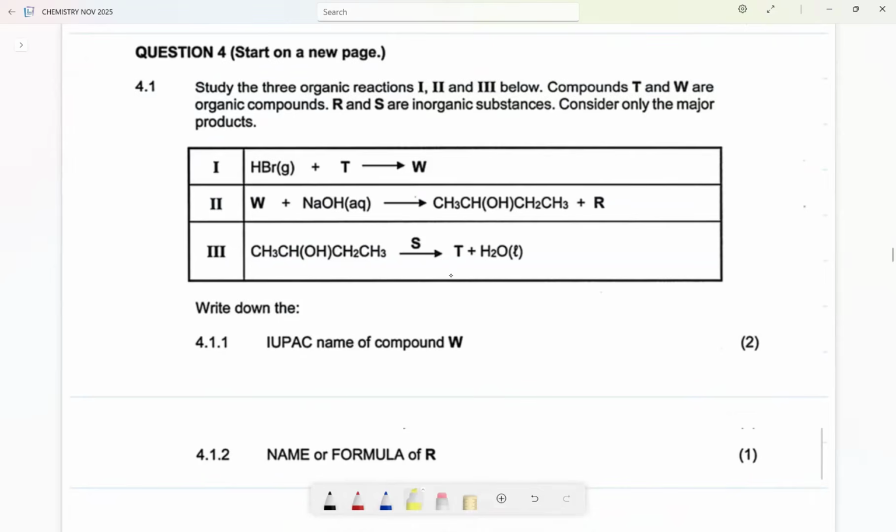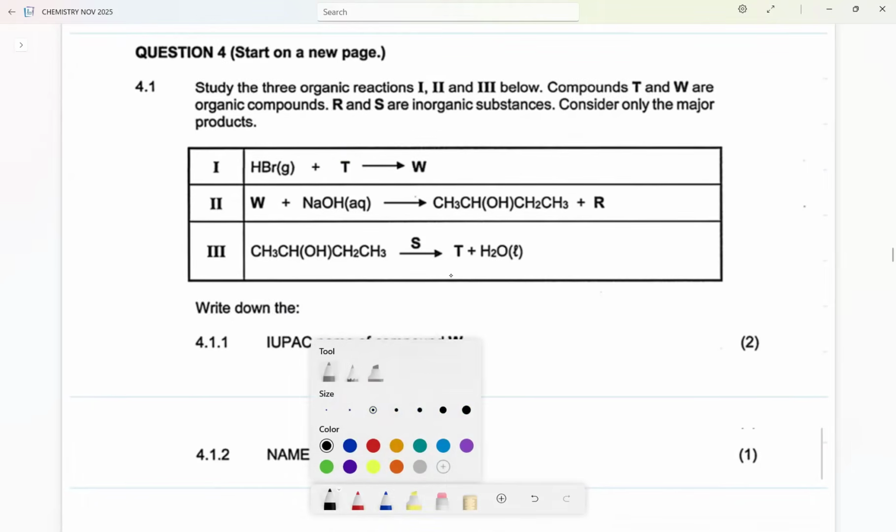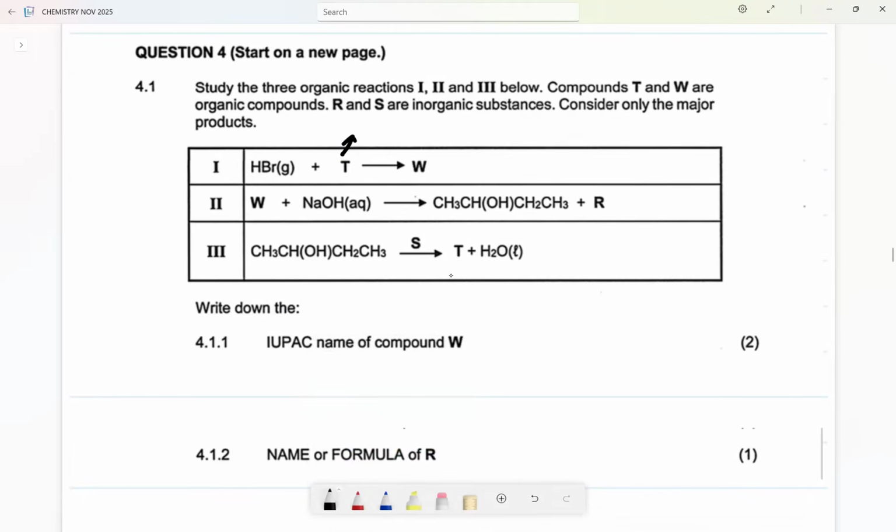Study the 3 organic reactions 1, 2, and 3, or Roman numerals I, II, III, respectively below. Compounds T and W are organic compounds, R and S are inorganic compounds. Consider only major products. HBr plus something gives W. This has a possibility of being an alkene forming a haloalkane.